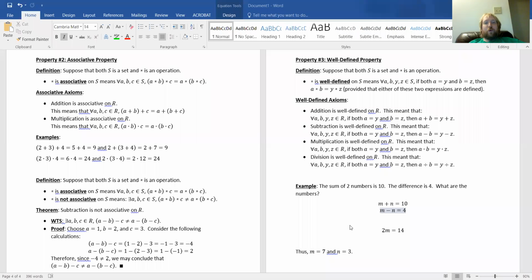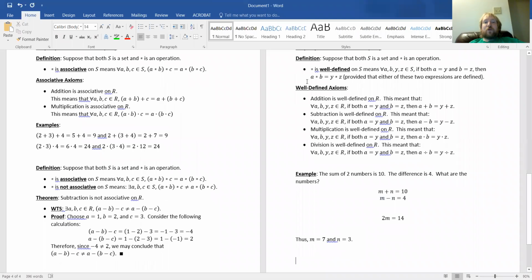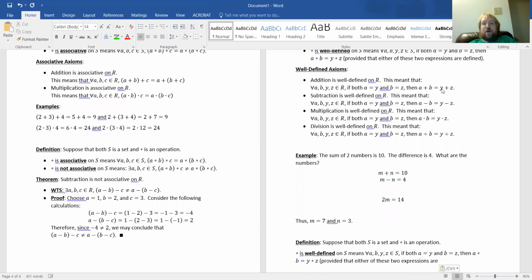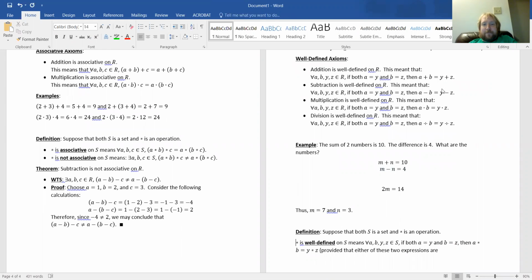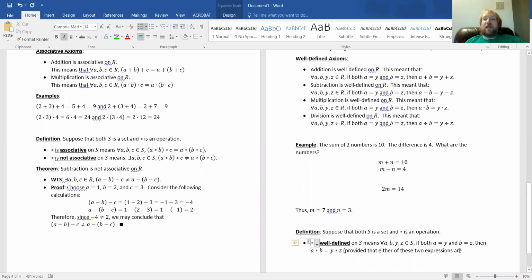The last thing we will do is negate the well-defined property. So, to negate the well-defined property, let's go back and state it. The definition is: for all a, b, y, z, and s, if both a equals y and b equals z, then a star b equals y star z, provided that either of these two expressions is defined.